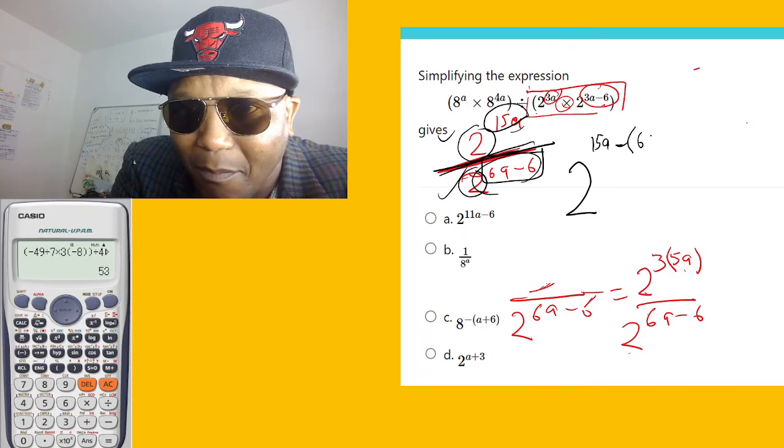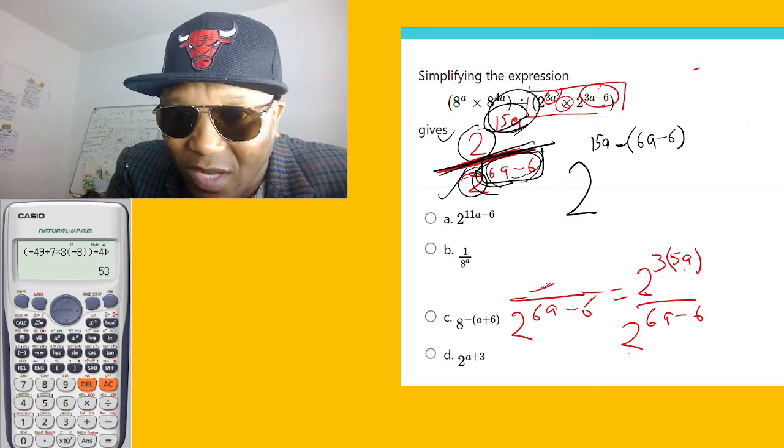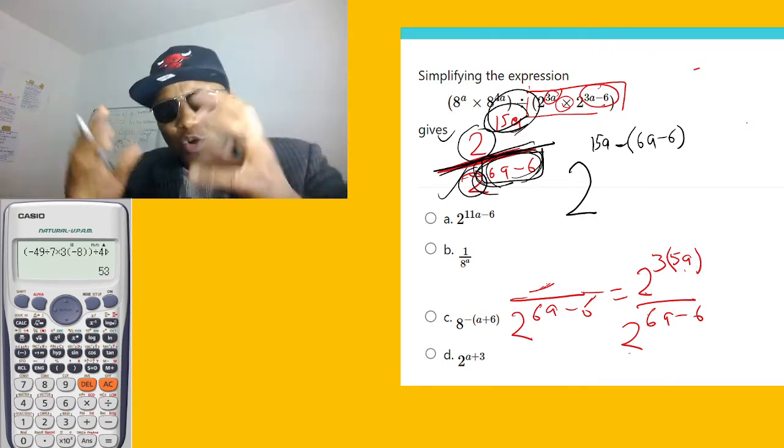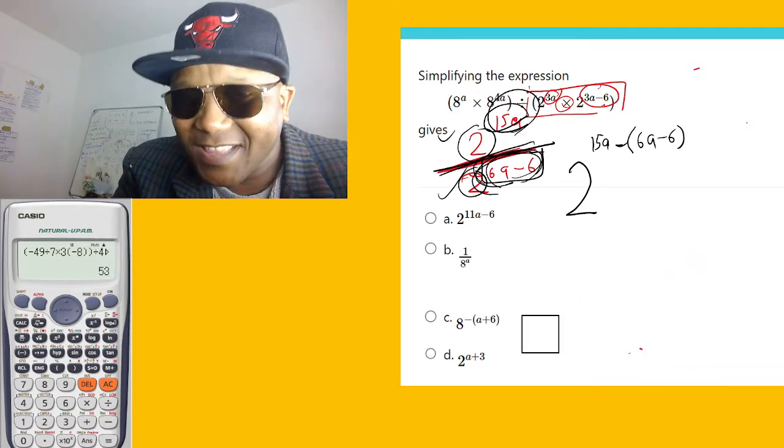But put your bracket, right? Minus 6a minus 6, because it's two things. So make sure you put your bracket. It means you take the one on top minus the one at the bottom. The one at the bottom must be the one with the two lots of things. Put them in the bracket. So then we say 2 to the power.